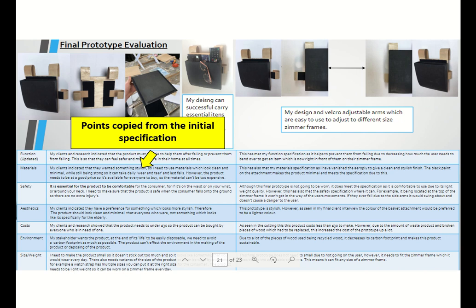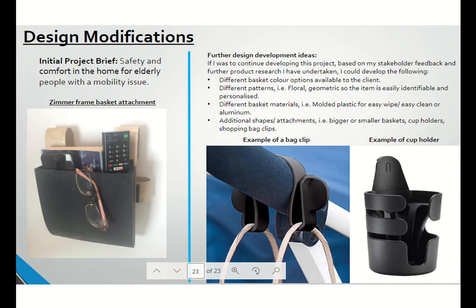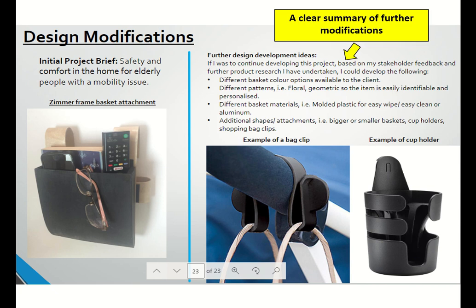That's absolutely fine. You can just copy your initial spec and then judgments. I think this would be better though if they had green and red, maybe color code it. What was good about it? What could be improved? This student's got sort of average marks, I would say. And then they've got design modifications. They've just copied in some images of other design features they could have added. That's a nice thing to do. What modifications would you put in there?